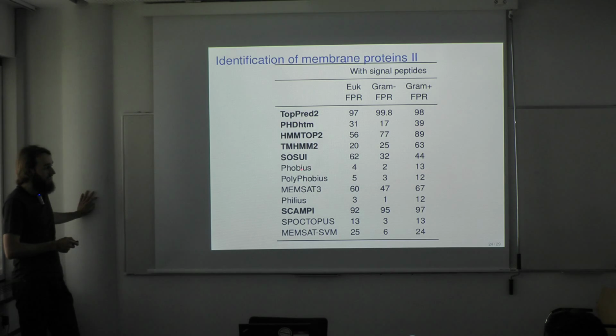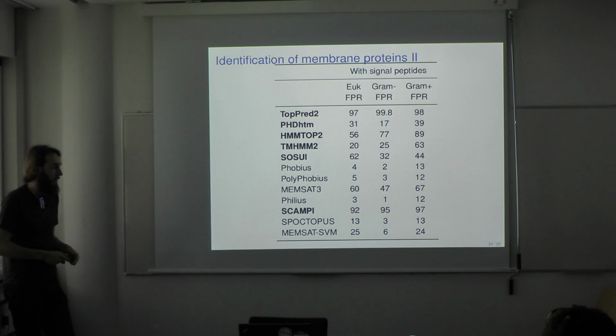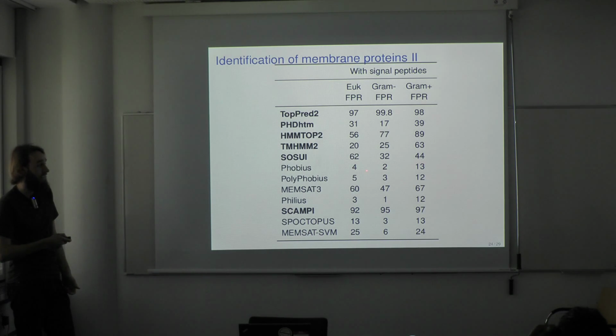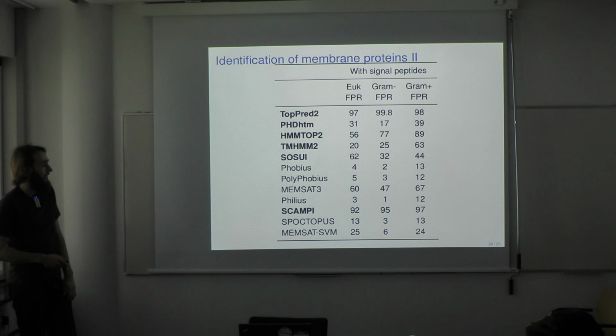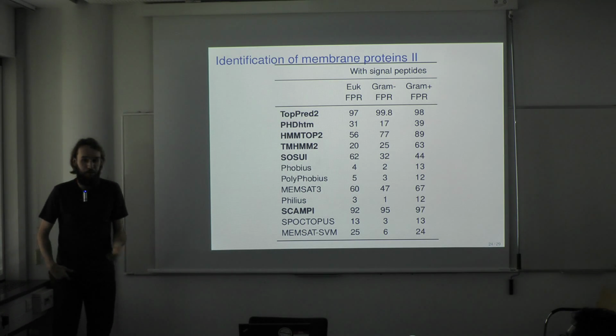And Phobius is in a way building up on TMHMM2. It's the same model, but it accounts for signal peptides. And look at what difference this makes, right? So this gets it almost back to the performance we had before. So yeah, as I said, you have to account for signal peptides.